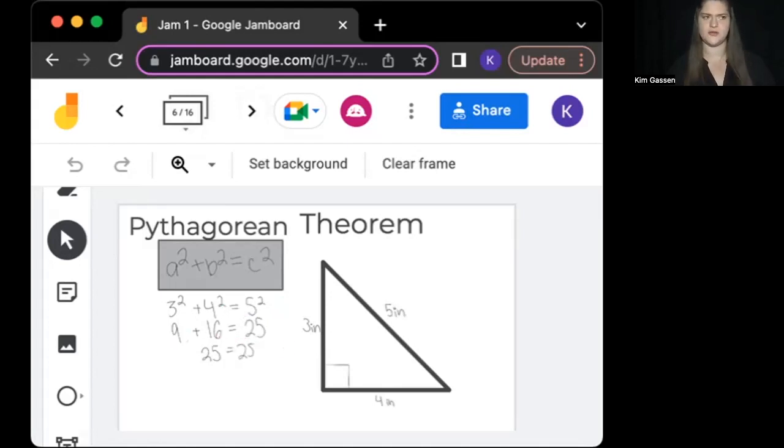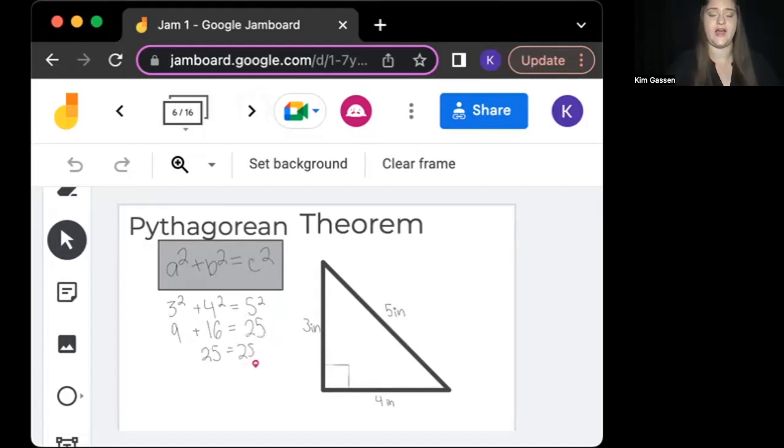Do you guys remember how to use exponents? Okay, are you sure? Okay, if you guys have any questions about exponents, we can come back. Then it becomes 9 plus 16 equals 25. Does 9 plus 16 equal 25? Yes.